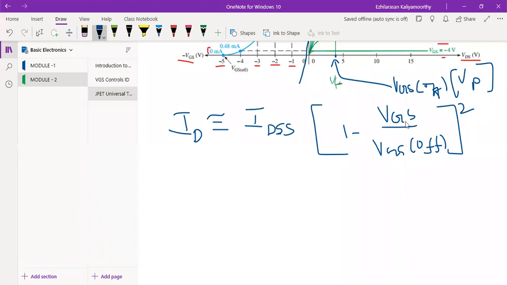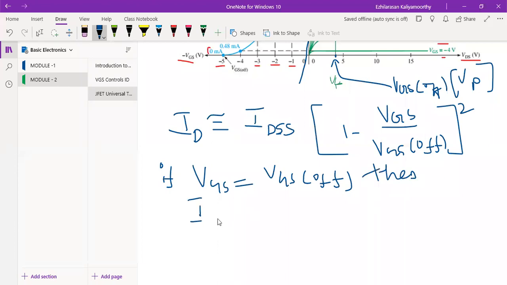Now you see, when VGS is equal to VGS(off), what will happen? Both terms are equal, so this will become 1, 1 minus 1 will be 0, and 0 into IDSS will be 0. So the current will be equal to 0. So I can say there is an analysis I can do here: if VGS is equal to VGS(off), then ID is equal to 0.